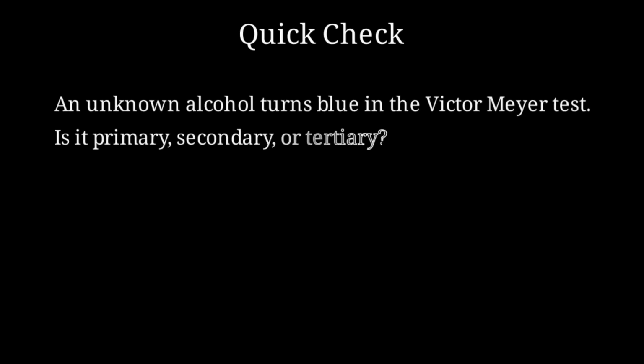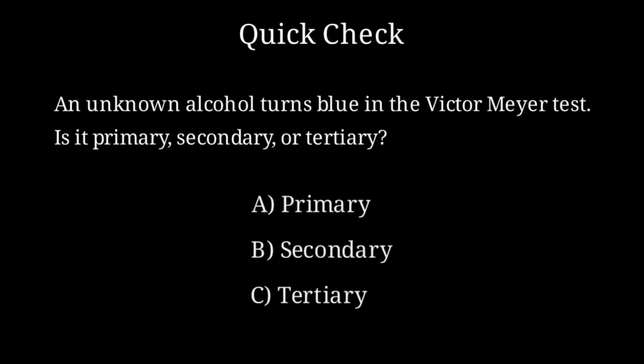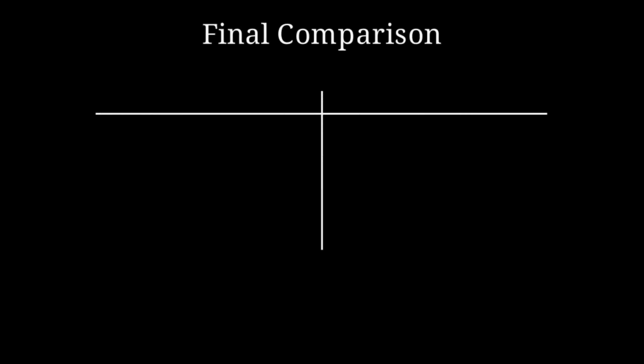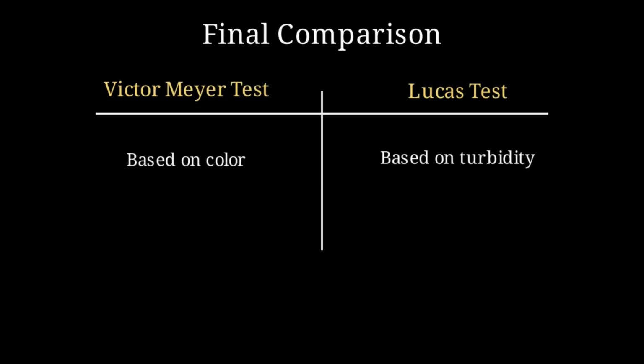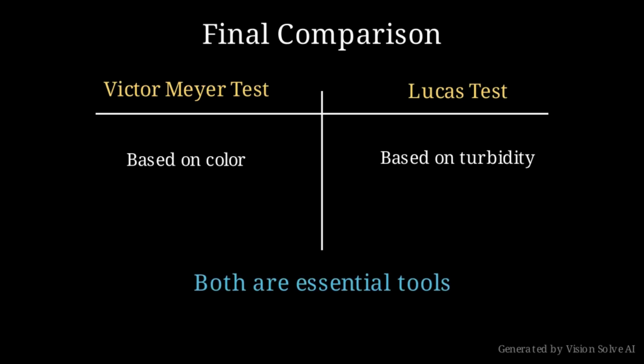Think about our summary. If an unknown alcohol yields a blue color in the Victor Meyer test, what is its classification? If you chose secondary, you are correct. The blue color comes from the pseudonitrole intermediate. The Victor Meyer test is a powerful alternative to the Lucas test, providing clear visual results through color rather than cloudiness. Mastering these tests is key to identifying organic compounds.